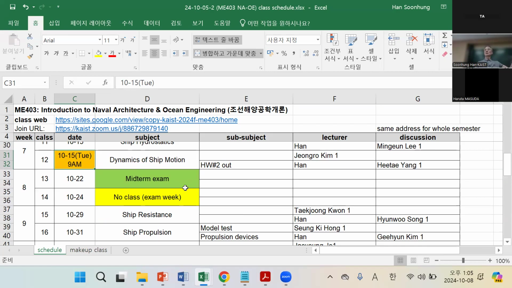Did you check whether this room is available for the exam? Sometimes it cannot be available. But usually it is okay. Anyway, my plan is to use this one, but the exam, you can do online, of course. It will be an open book.